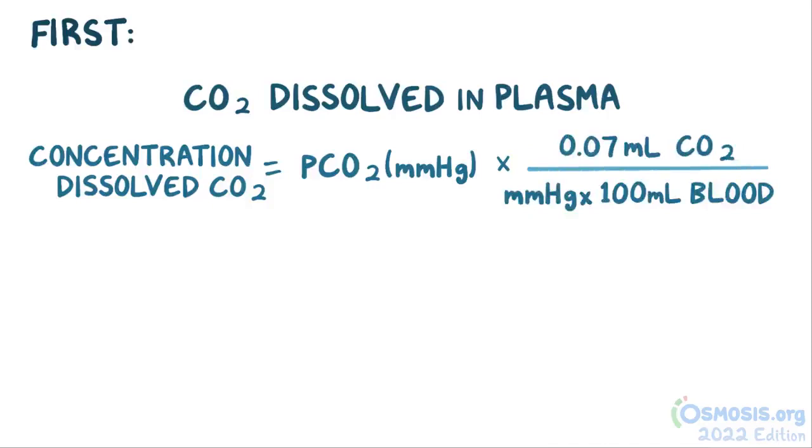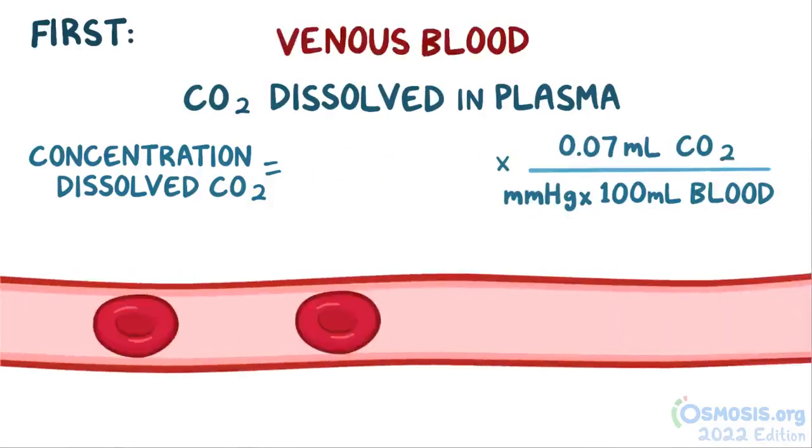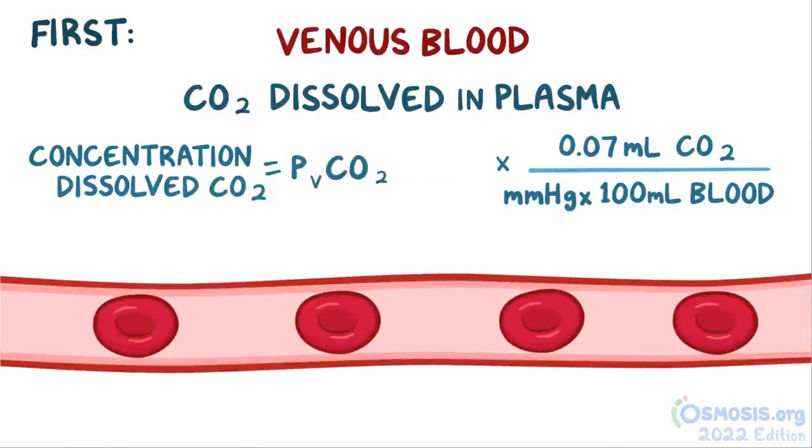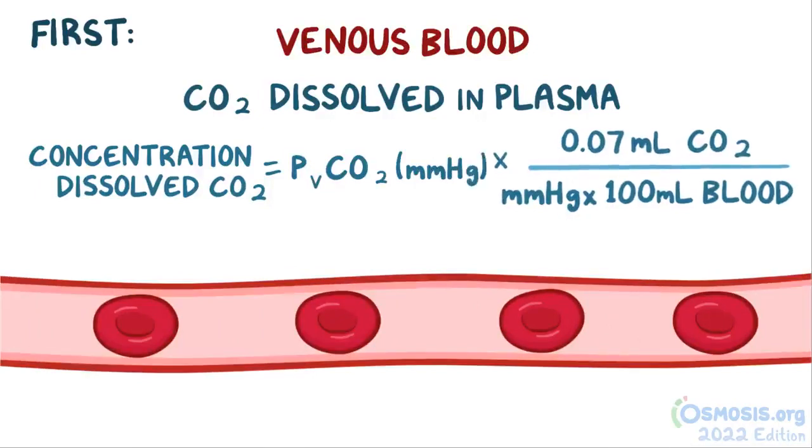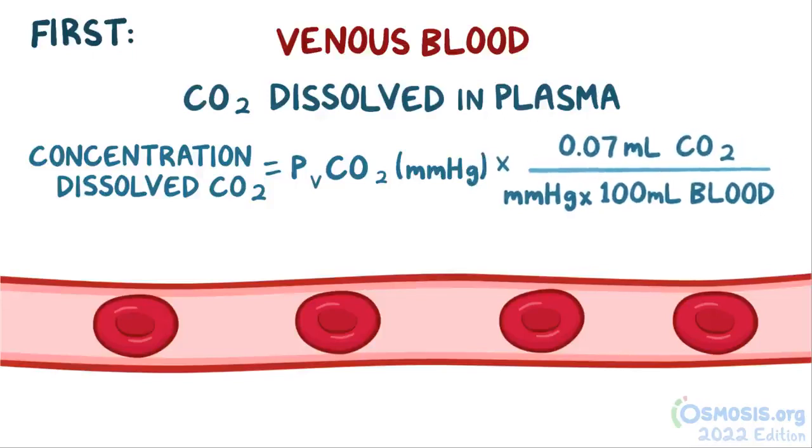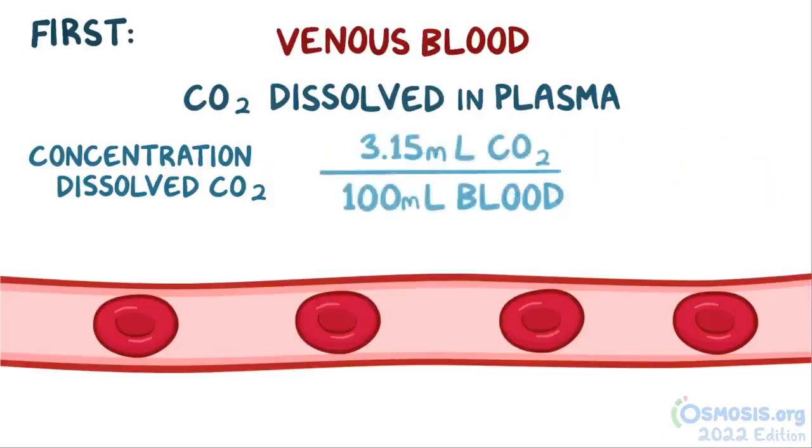And it turns out that in 100 milliliters of blood, 0.07 milliliters of carbon dioxide is dissolved per millimeter of mercury of carbon dioxide. In venous blood, the equation becomes dissolved carbon dioxide equals the venous partial pressure of carbon dioxide, or PvCO2, in millimeters of mercury times 0.07 milliliters of carbon dioxide per millimeter of mercury, per 100 milliliters of blood. And if we plug in the partial pressure of carbon dioxide in the veins, which is about 45 millimeters of mercury, we get 3.15 milliliters of carbon dioxide in 100 milliliters of blood. This works out to be about 5% of the total carbon dioxide transported by the blood.